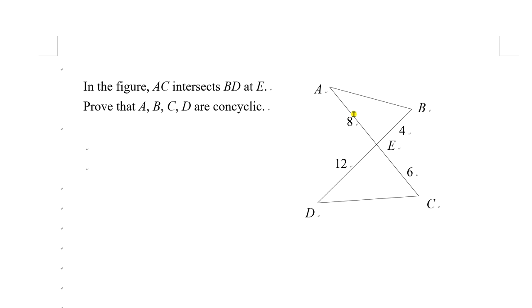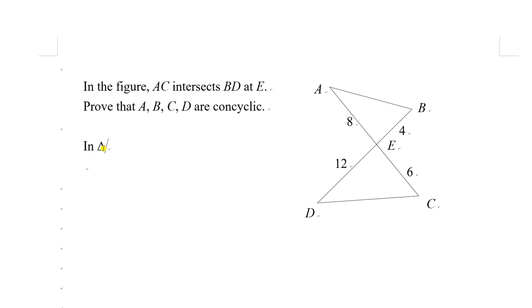Yes, you can find that when you consider triangle ABE, there are 2 lengths, 8 and 4, with the length ratio 1 to 2. In another triangle ECD, the lengths 6 and 12 also have the ratio 1 to 2. So you may think these 2 triangles may be similar. So let's check it out.